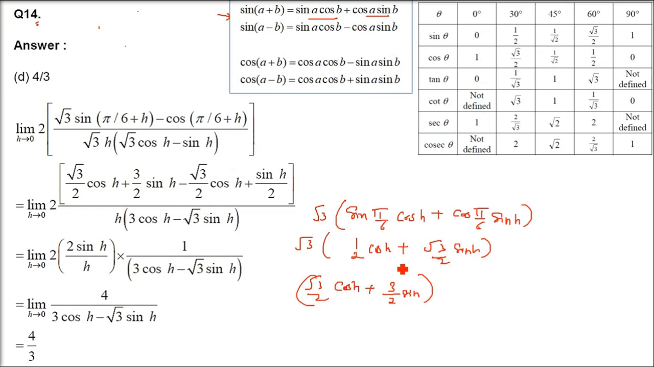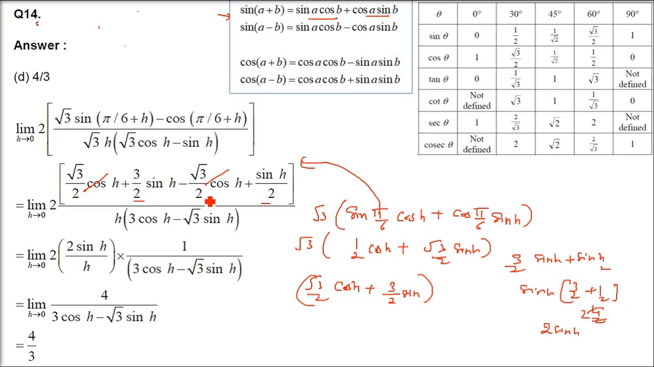So root 3 by 2 cos h minus sin h by 2 will come, and just because negative is there, the sign will change. So if you see here, these two get cancelled. 3 by 2 sin h plus half sin h. Sin h you can take common, 3 by 2 plus 1 by 2, that is 4 by 2, 2 will come. So 2 sin h in the numerator.